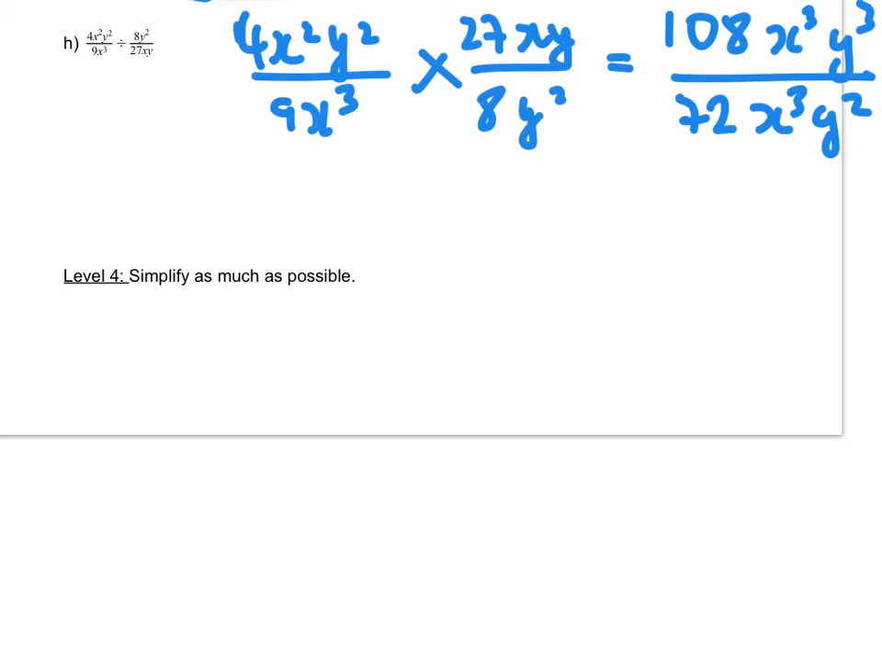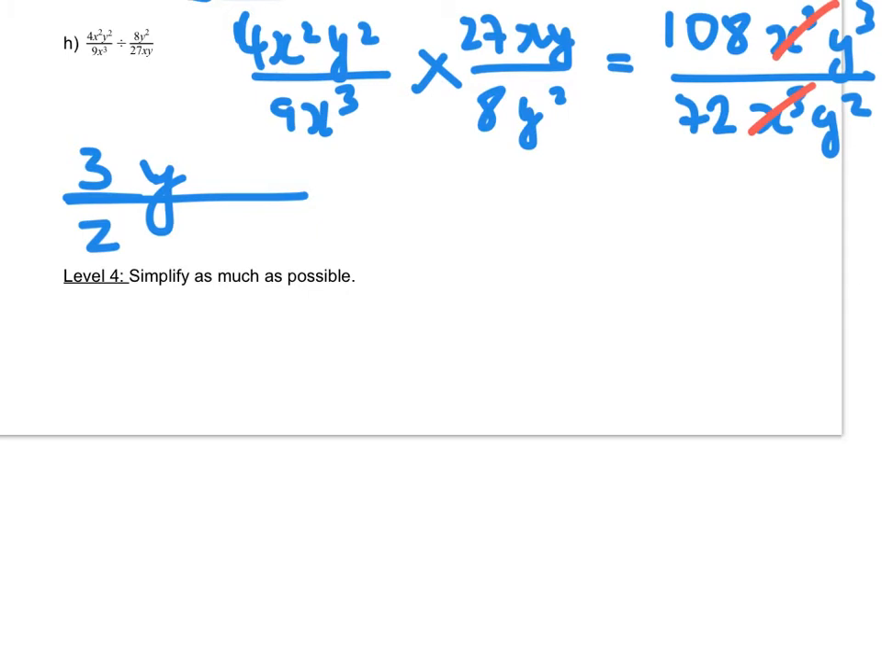Now, for those who know, and I know that not everybody will, 108 over 72 is the same as 3 over 2. 36 goes into 108 and 72; that's the common factor. Now look at the x cubed on top and the x cubed on the bottom, they cancel. Now y cubed, that's 3 y's on top and 2 y's on the bottom. They cancel and you're left with 1 y on the top. So it's 3y over 2 is your answer. Okay?